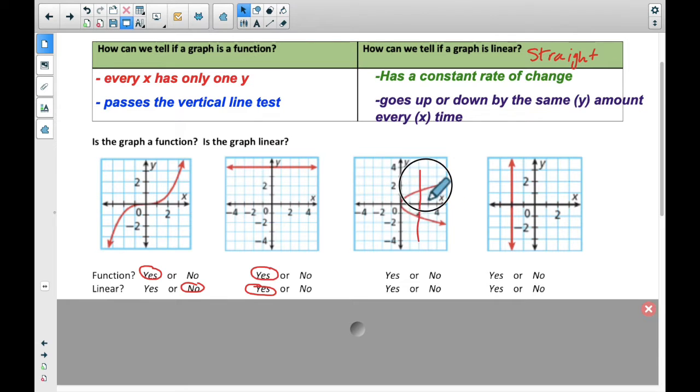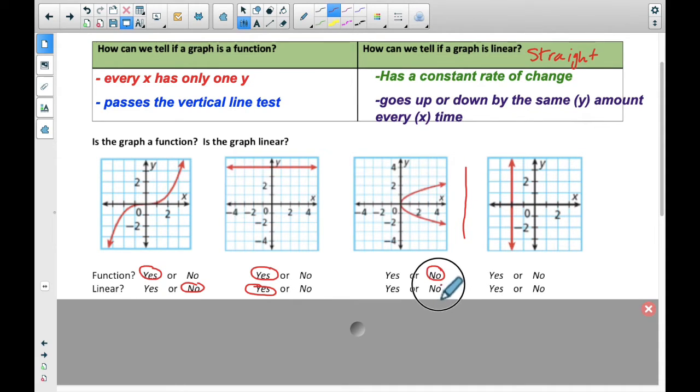Okay, next example. Is it a function? No, it's not. How do I know? Because it's not passing the vertical line test. Is it linear? No, it's not. It doesn't make a straight line, so it can't be linear because it doesn't make a straight line. It's not going up or down by the same amount every time.